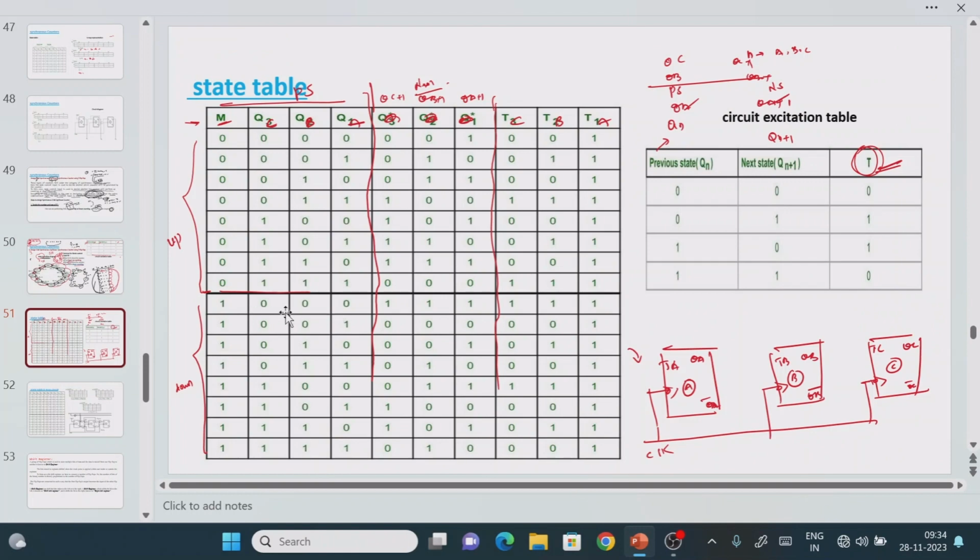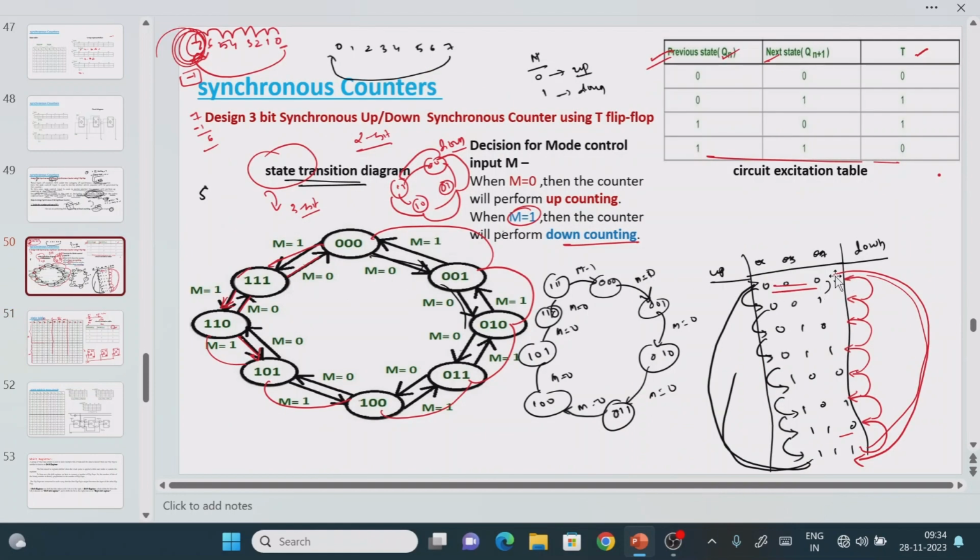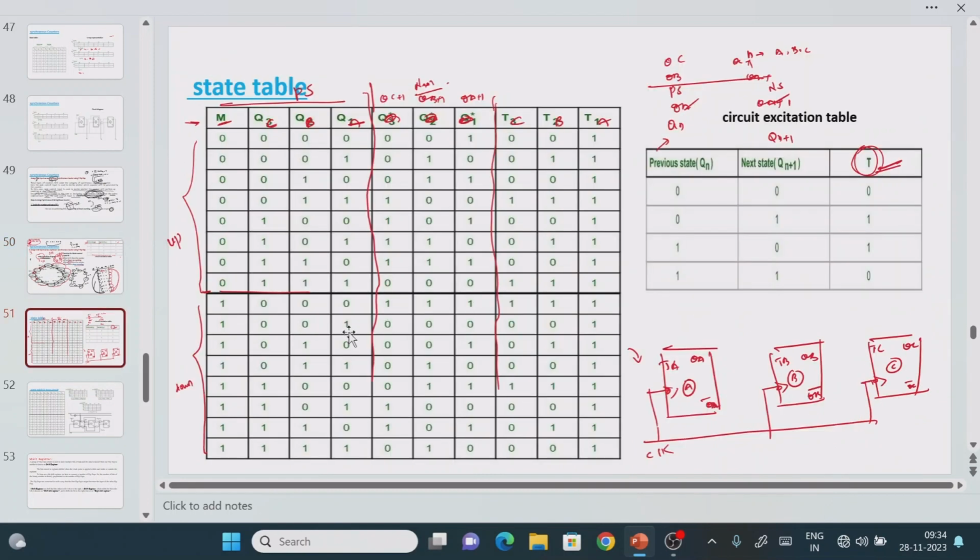Now try to guess why 0 0 0 means 1 1 1 we are getting. See that down counting means for 0 0 0, the next state value is 1 1 1, as we discussed in the previous example. So 1 1 1. For 0 0 1, what is the next state? 1 minus 1 is 0, right? It means that you will be getting 0 0 0.